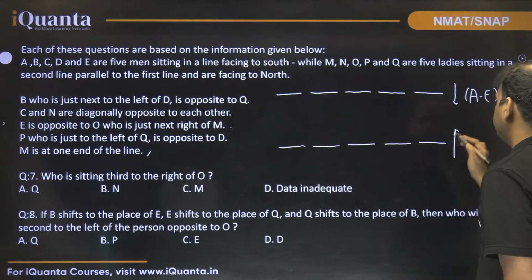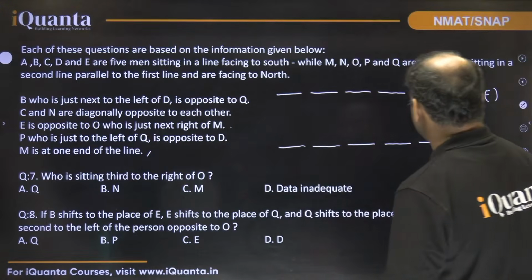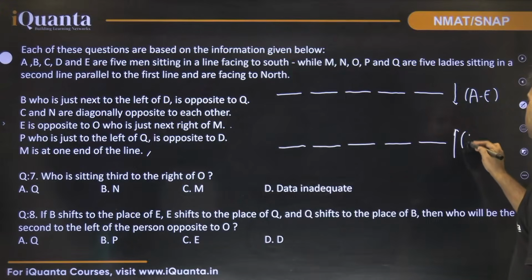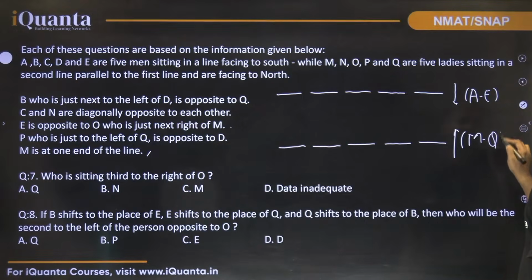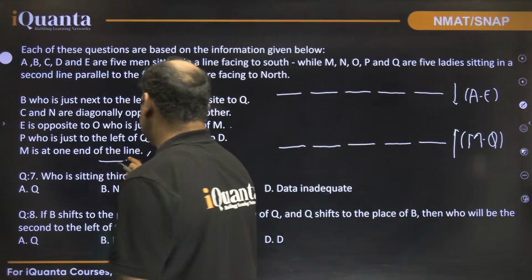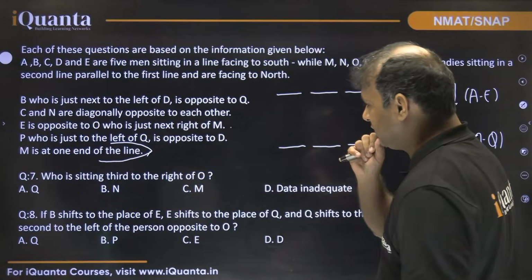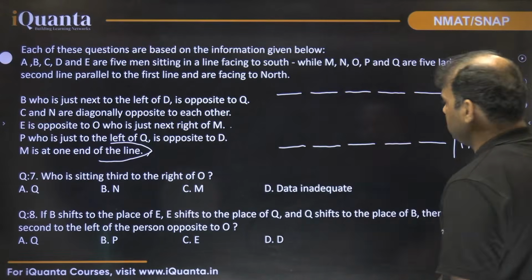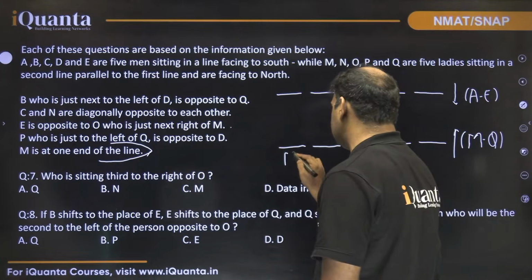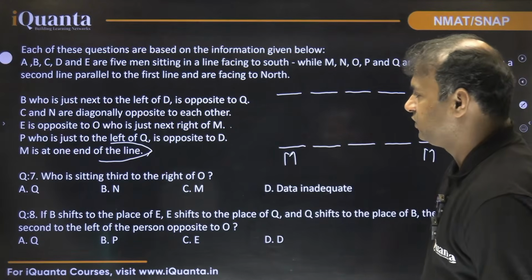And let's say this is a place for the woman facing north, and the names of the women are from M to Q. Simple as that, right? From M to Q. Okay, now what next? We just discussed that we will start from M because we know about the place of M for sure, that M is at one end. M is a woman, right? So M could be either here, guys, or here. So we are not sure right now where M is exactly sitting, right?